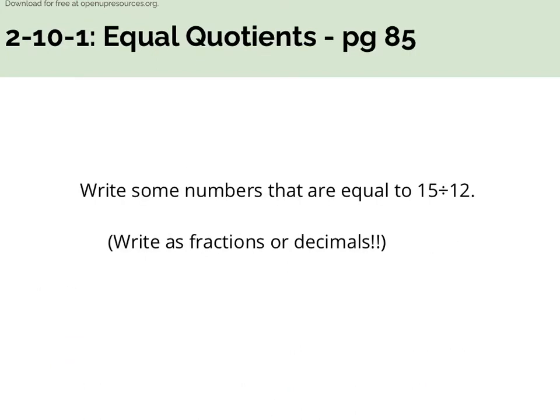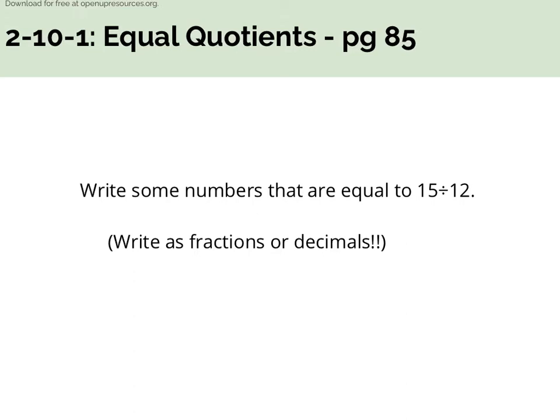Once you've written your sentence and your number, let's go ahead and turn to page 85. And you're going to answer this question. Write some numbers that are equal to 5 over 12. So pretty much you're going to be writing this as fractions or decimals of 5 divided by 12. Go ahead and pause right now. Go write down some numbers that are equal to those.